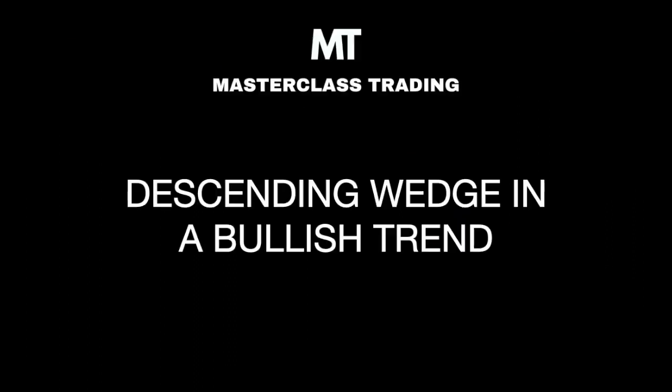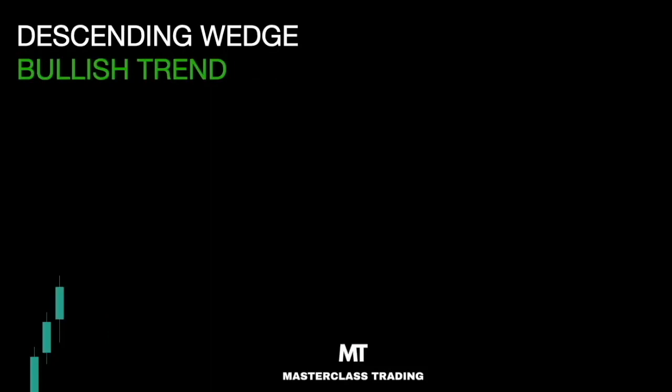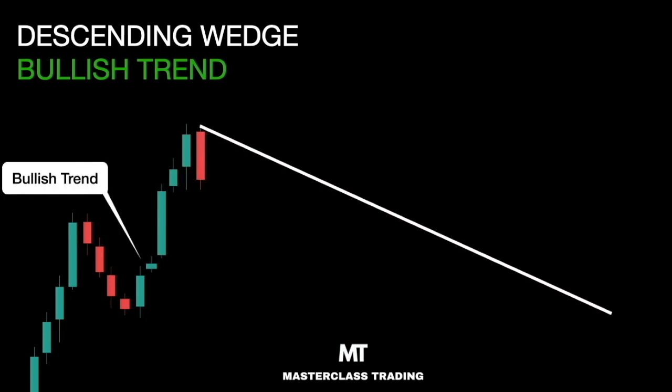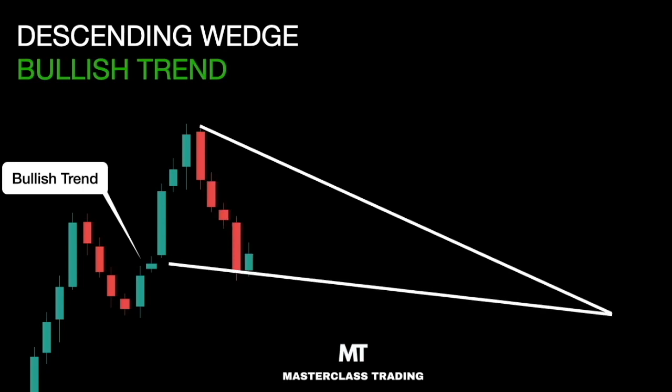Hello traders, today we are going to look at the descending wedge found during a bullish trend. The descending wedge found in a bullish trend represents a potential trend continuation to the upside. As we may see on the chart, price is moving in an uptrend, and eventually it starts to trend within a wedge, with price movements becoming smaller and smaller.